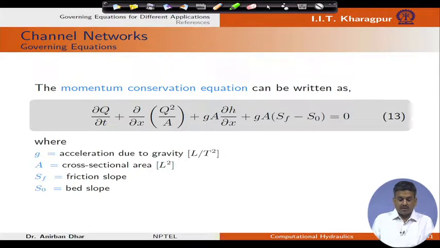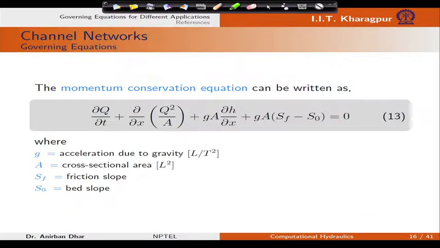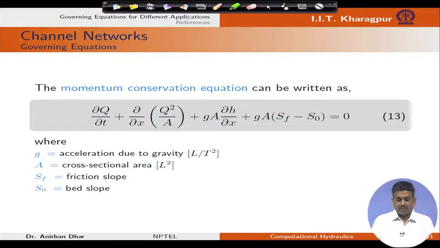In the momentum conservation equation, we can relate the change in Q with respect to time to other variables, that is h, and Sf and S naught, which are the friction slope and bed slope. Sf can be calculated from Manning's equation, and A is the cross sectional area.